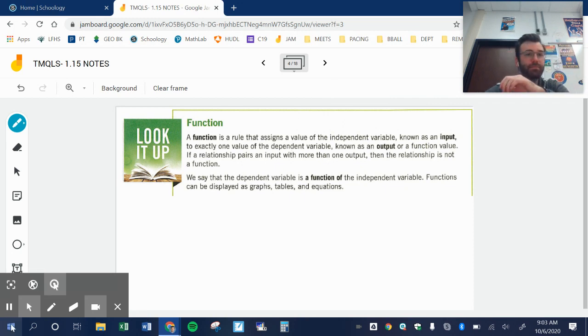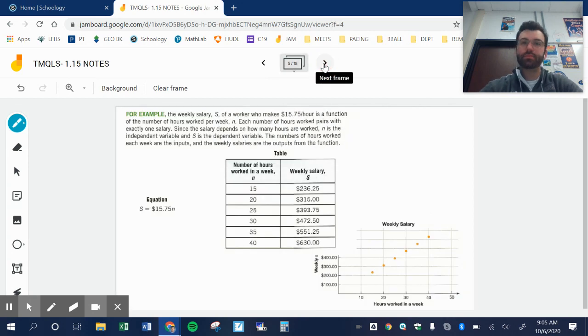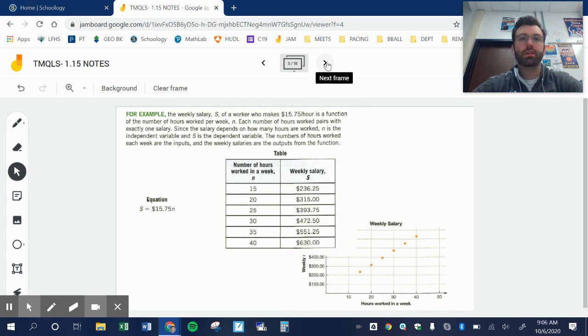A function. Remember, a function is a rule that assigns an independent variable, known as the input, to exactly one output, or dependent variable. We say that a dependent variable is a function of the independent variable. Remember that for every x, there's only one y. That's basically what we're saying. Here's an example of a linear function, with an example of the table and an example of a graph down here. You can look that over if you would like. We're going to keep going.